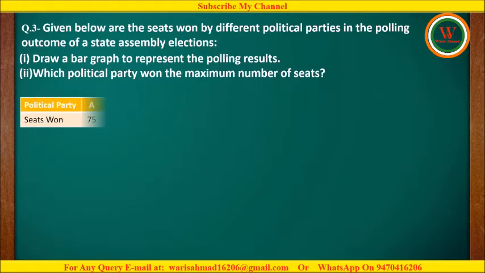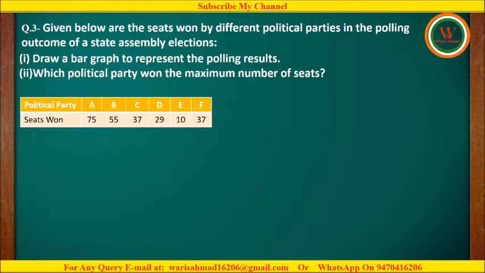Now data is given as follows. The seat won by political party A is 75, B 55, C 37, D 29, E 10 and F 37. Now according to this given data, we have to draw the bar graph. Now let us see how to draw the graph for the given data.